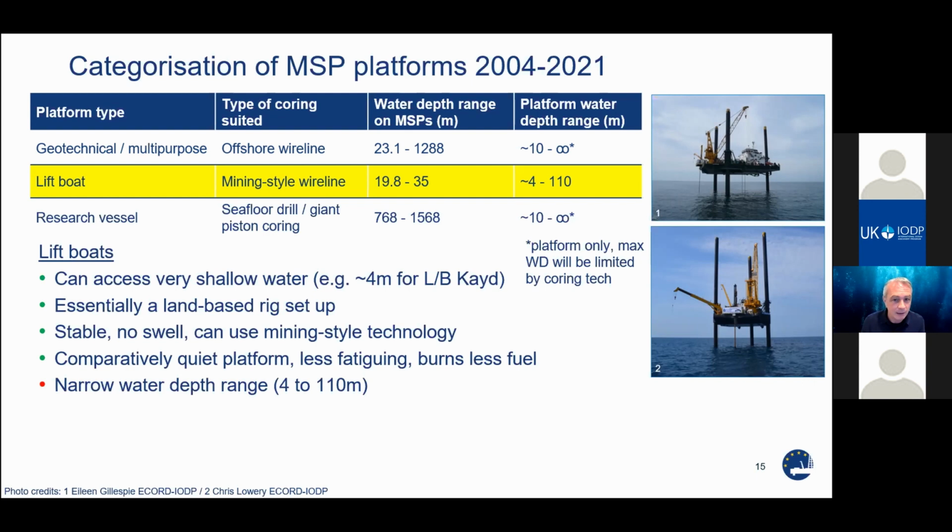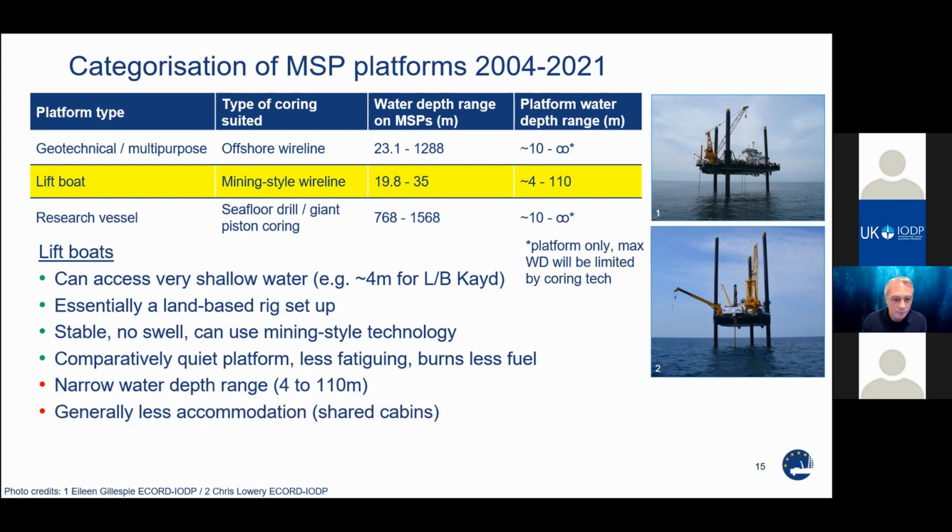The first is that they only operate in a narrow water depth range, so from a minimum of 4 meters up to a maximum of 110 meters for the largest lift boats. So for this type of platform, the maximum water depth is in fact controlled by the vessel, not by the coring technology. Larger lift boats will increase the costs, and if you need to go above 110 meters water depth, the next size of platform up is the jackup rig, and they can operate in up to 150 meters water depth, but these are very much more like small oil rigs, and they start to become prohibitively expensive.